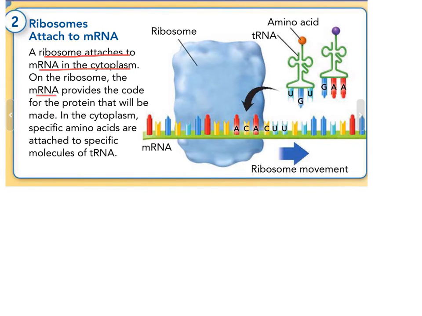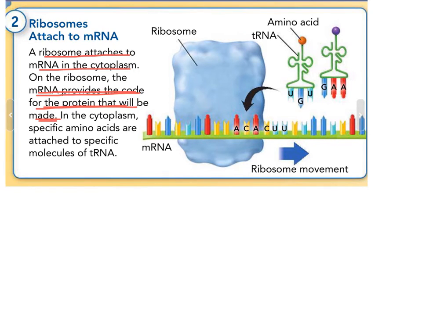On the ribosome, the mRNA has the code for the protein. See, in stage 1, it went in and it made a copy. It takes the copy out and attaches to the ribosome. It's the ribosome's job to read the code and make the protein. Okay? So the mRNA provides the code for the protein that will be made.